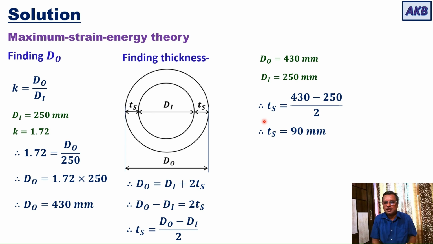With this, I am going to end my discussion for this particular video. I hope you now know how to calculate thickness by using any of the theories of elastic failure. The idea is to use the equation for K, get K, and from K get the outer diameter and then the thickness.